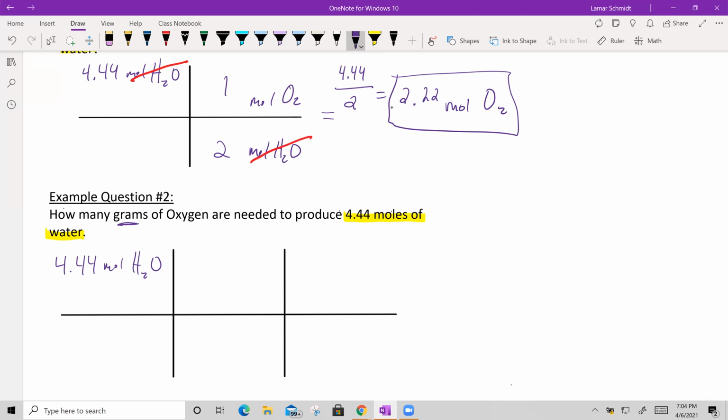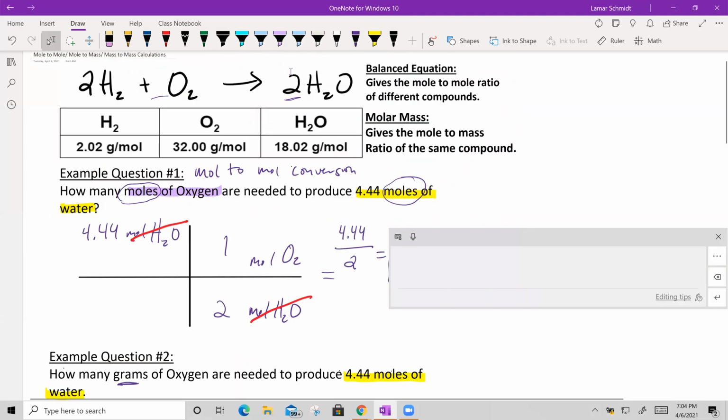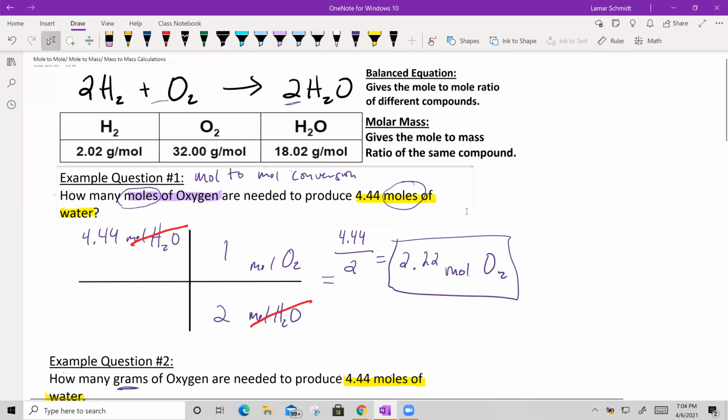And you should know what unit goes down here? That's right, moles of H2O. Now, can we go from moles of H2O to grams of oxygen? Let's see what we have. So the balanced equation allows us to go from moles to moles of different compounds. So we can go from moles of water to moles of oxygen, but the balanced equation will not allow us to go from moles to grams. So we can't use the balanced equation to go from moles to grams.